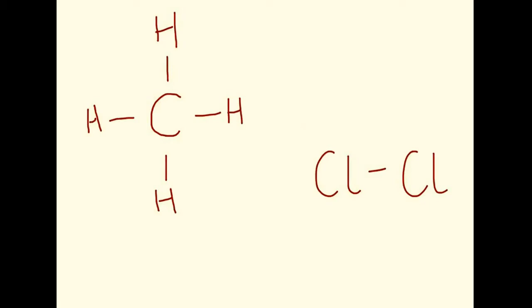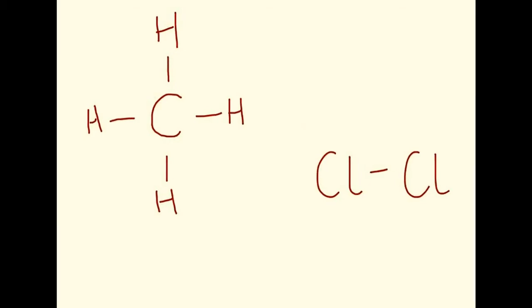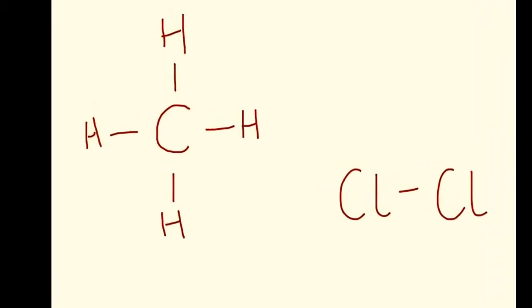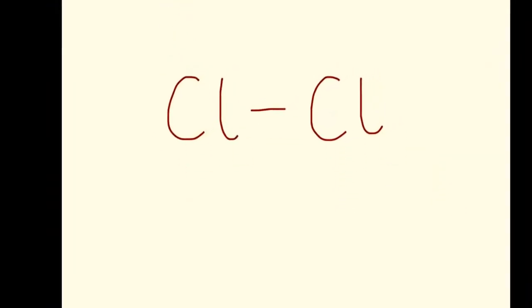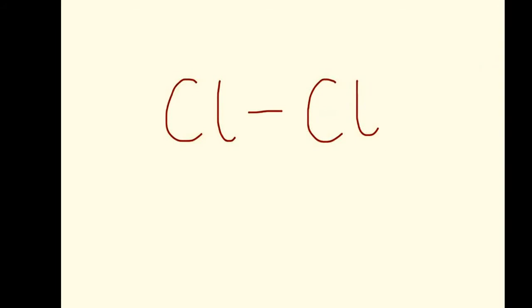Now, the C-H bond is pretty strong compared to the chlorine-chlorine bond. That's why alkanes are fairly unreactive. So, it's the chlorine-chlorine bond that undergoes homolytic fission to produce radicals. UV light is absorbed by the electrons in the bond. This excites them to higher energy levels and the whole bond becomes unstable.